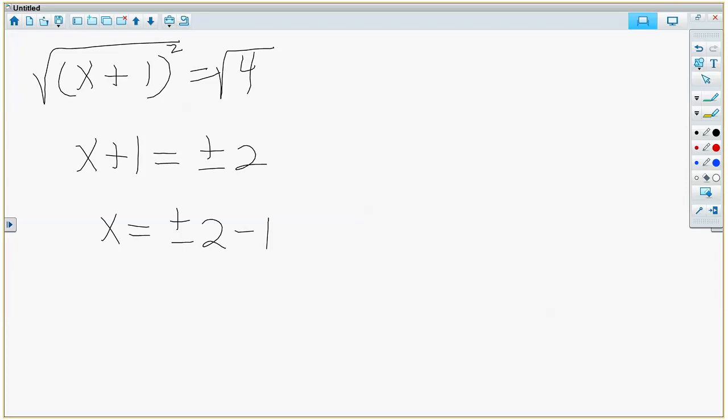And what's 2 minus 1? 1. And what's negative 2 minus 1? And there's your 2 x-intercepts. And now I've got everything I need to sketch my graph.